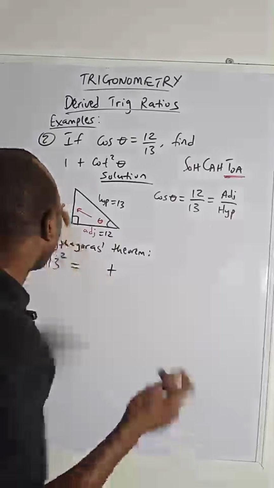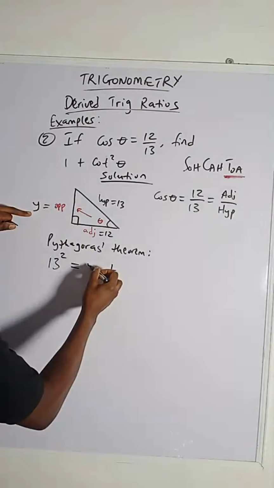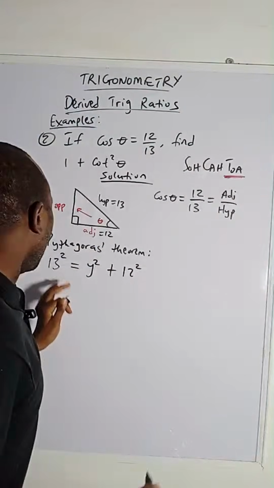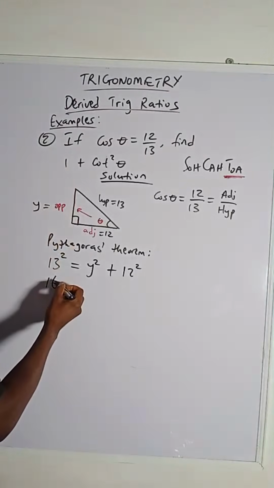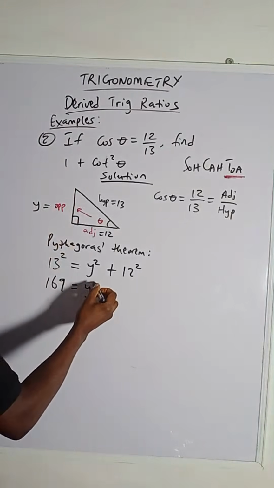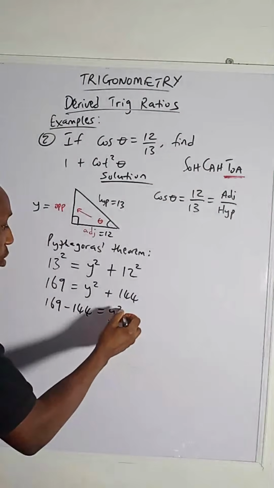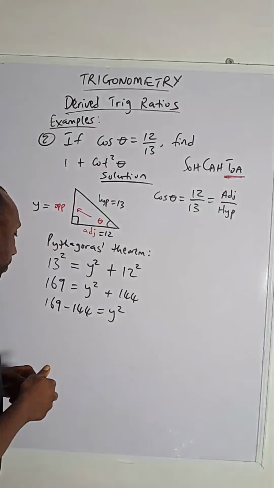Hope that makes sense. So let's say the opposite is y. So y squared plus 12 squared equals 13 squared. What is 13 squared? 169. And what is 12 squared? 144. So y squared equals 169 minus 144.